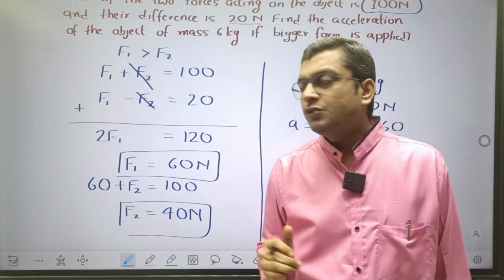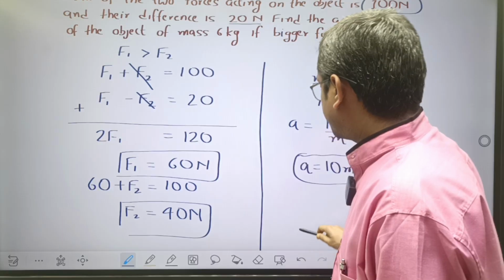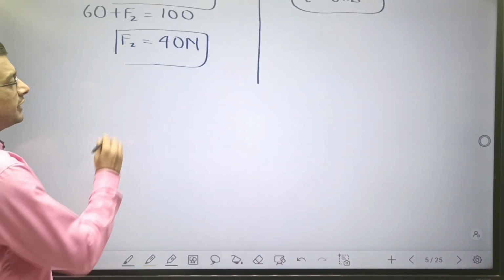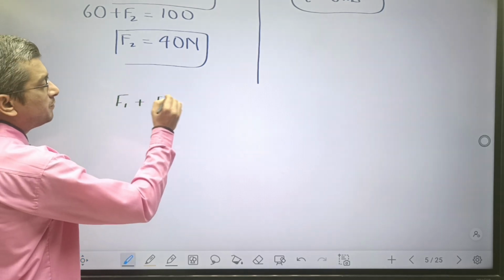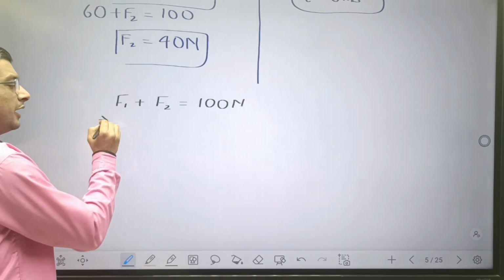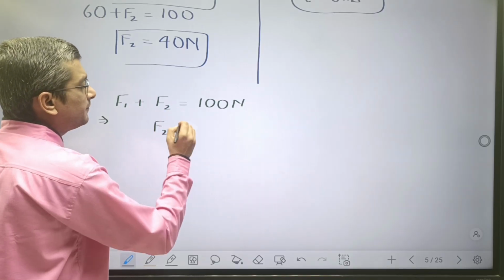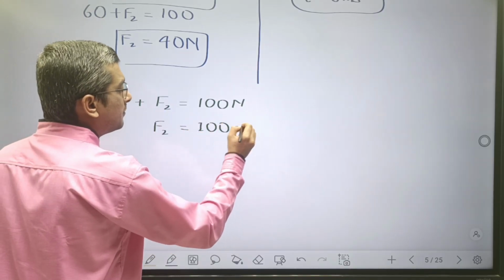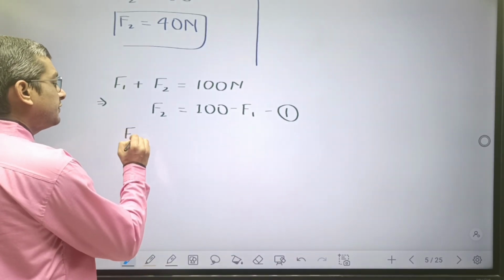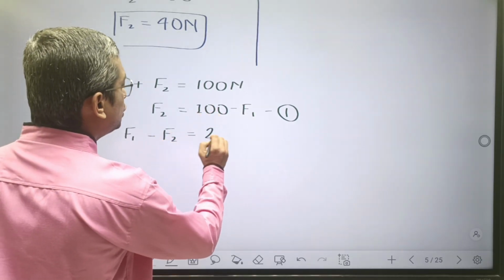Now the second method, which you can use in such questions where there are two variables and two independent equations given, goes like this. I am again writing the two equations: F1 plus F2 is equal to 100 Newton. What you do is express the second variable in terms of the first variable. For example, from here F2 is equal to 100 minus F1. Let us suppose this is equation number 1. And the second equation, as given in the question, the difference of the forces, is F1 minus F2 is equal to 20 Newton.